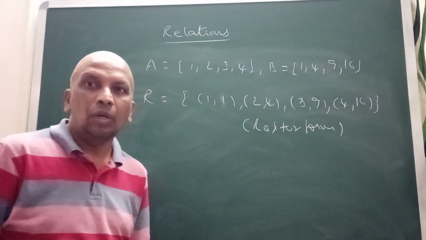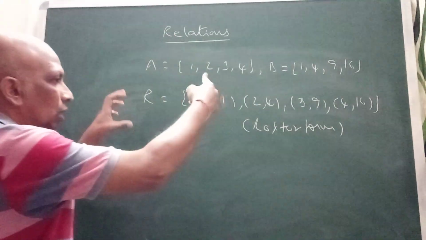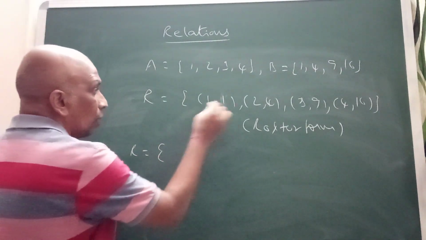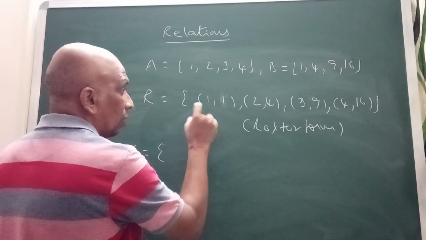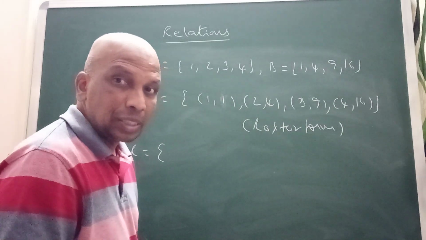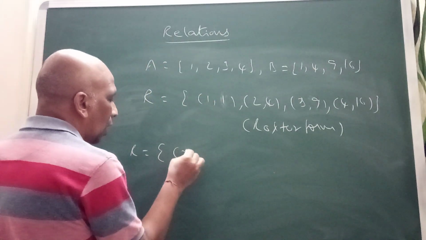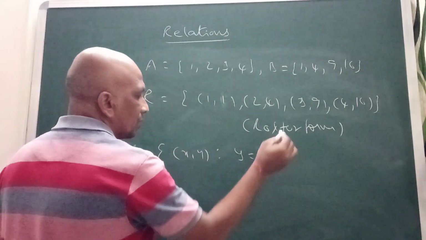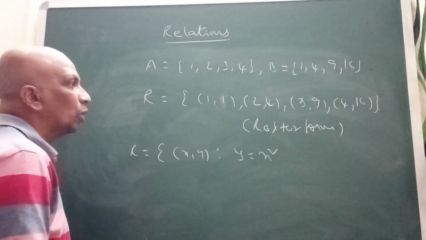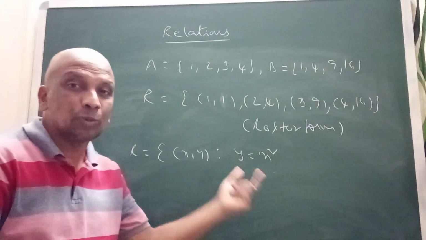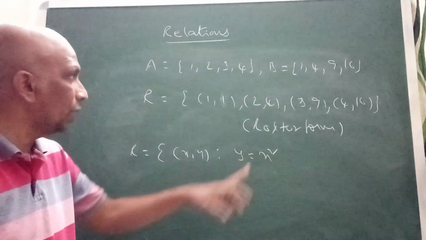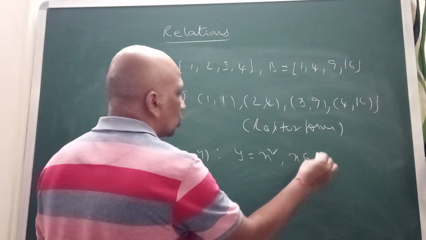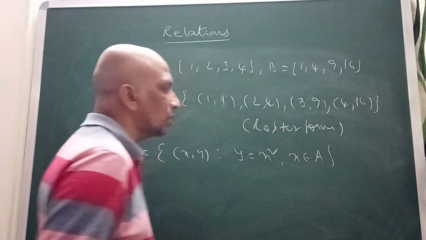How do we write the set builder form of this? If you observe here, the second element is the square of the first element. I can write the ordered pairs (x, y) such that y is equal to x square, where x belongs to A and y belongs to B.